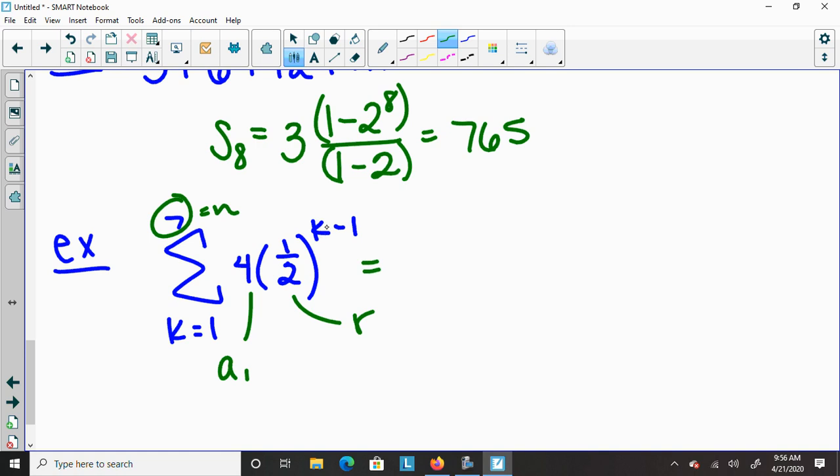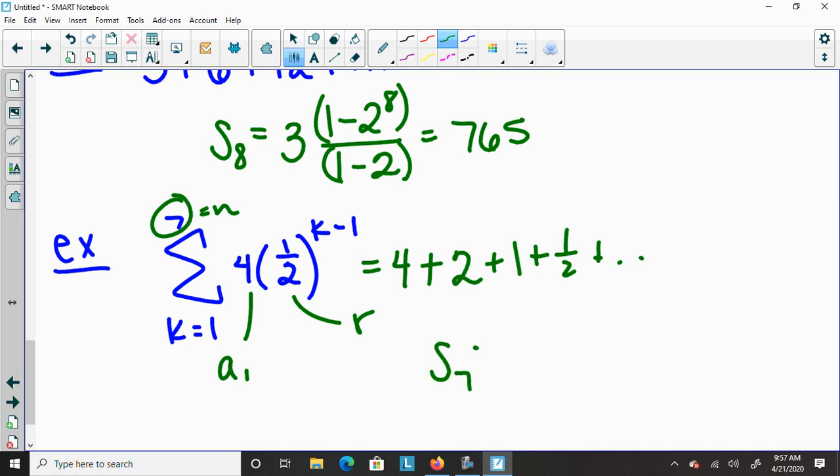If I plug 1 in for K, 1 minus 1 is 0. Anything to the 0 power is 1. And 1 times 4 is 4. So our first term is 4. You can try the next one. Plug in 2. 2 minus 1 is 1. A half to the first is a half. 4 times a half is 2. So it looks like we're cutting in half each time. The next one would be 1, the next one would be a half, etc. But we can just look at these equations and see N is 7, the first term is 4, the ratio is 1/2, and we can plug it into our geometric series formula.